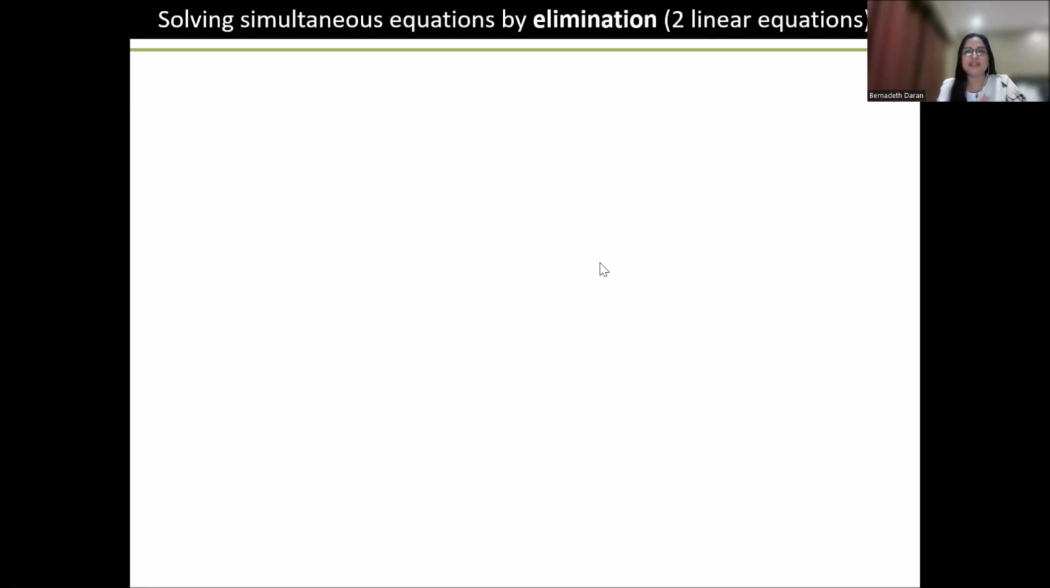Now, we will discuss first how to solve simultaneous equations by elimination. And in this example, we are talking about two linear equations. Well, again, let us review what we mean by a linear equation. How do we know if an equation is linear?